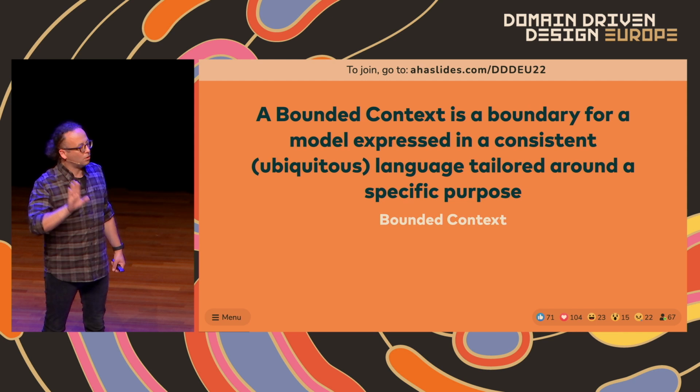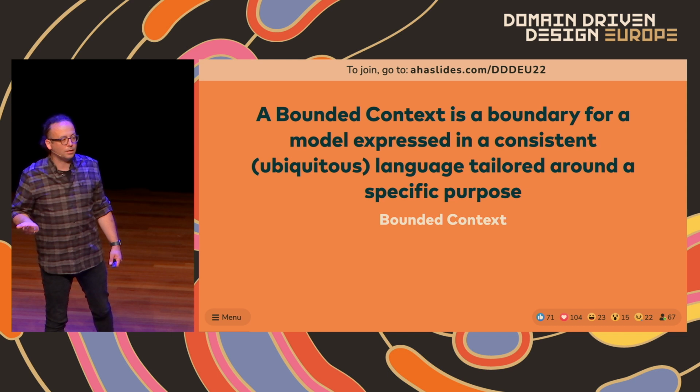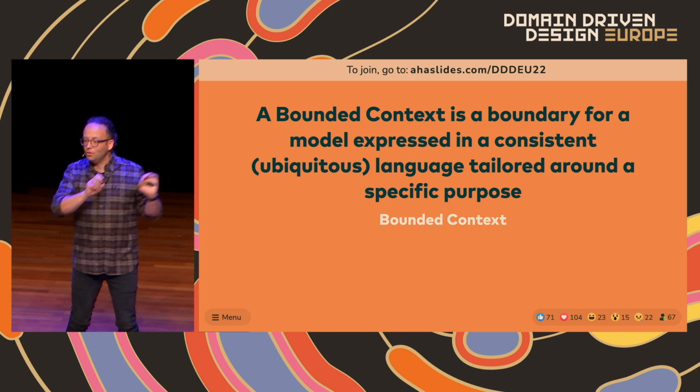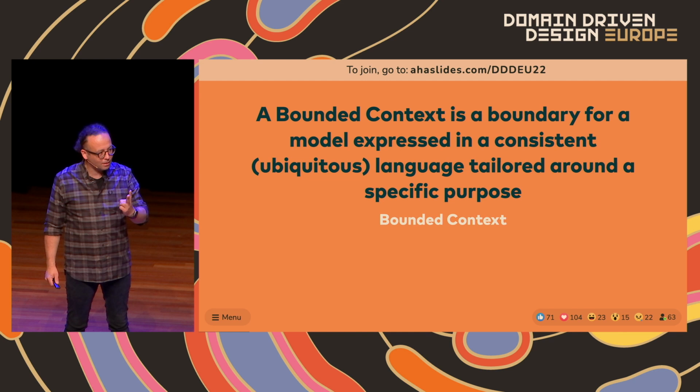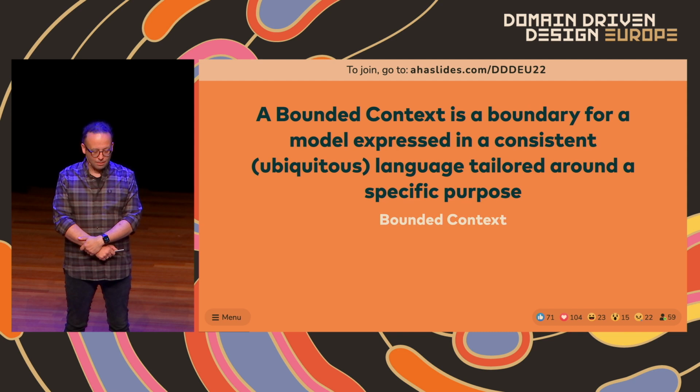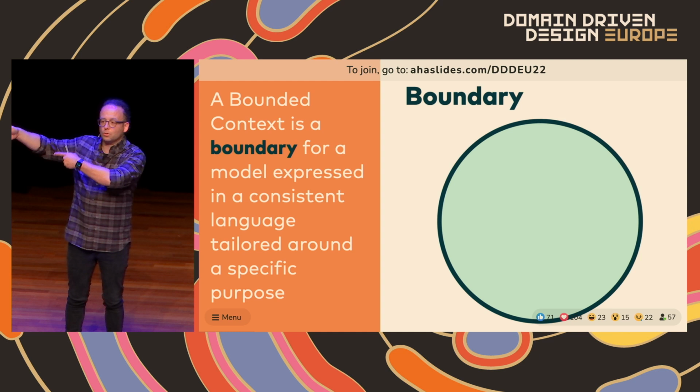And a perspective on bounded context, which I personally like quite a bit, is that the bounded context is a boundary for a model expressed in a consistent, ubiquitous language, and which is tailored around a specific purpose. You remember the Daniel H. Pink thing? There was purpose in that. We have purpose in here as well. It's an interesting take. So let's dissect this briefly before we actually get into context maps. A bounded context is a boundary, like a module. A module is also supposed to be a boundary around a model.